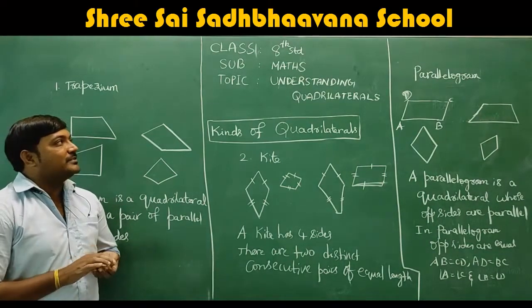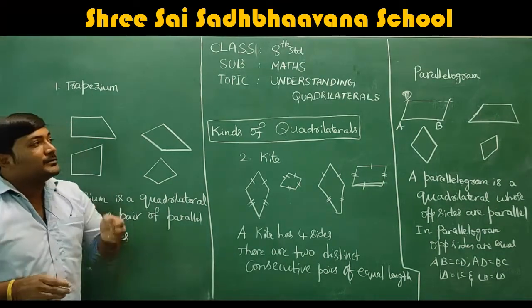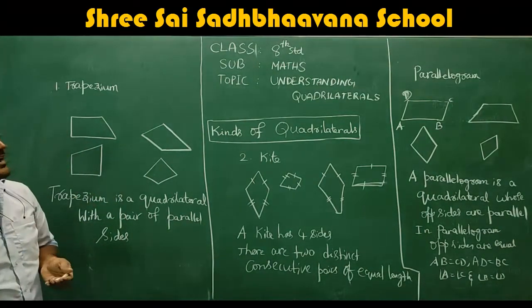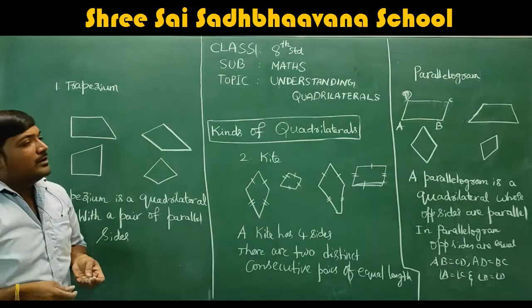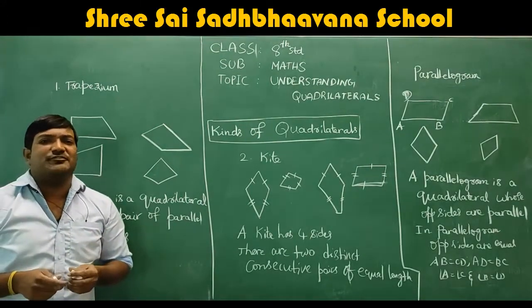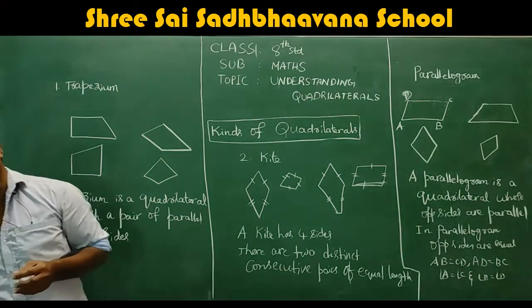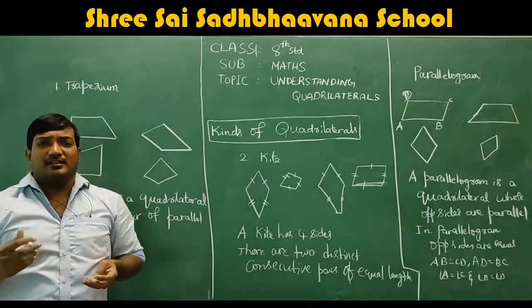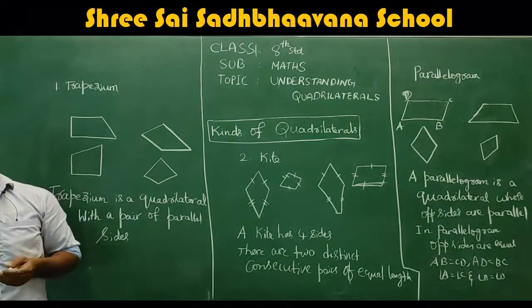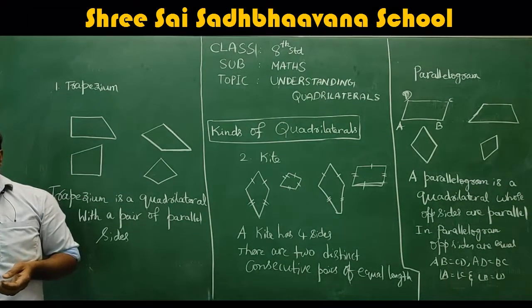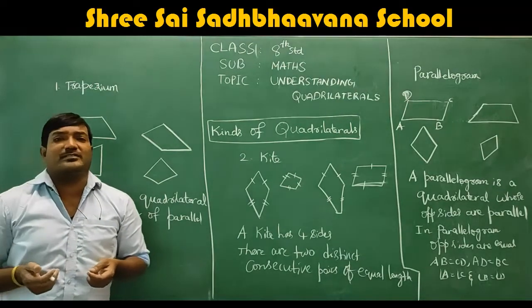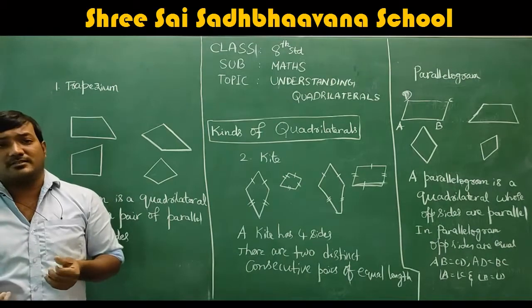So coming to the topic, it is from understanding quadrilaterals. It is the kinds of quadrilaterals. You guys know the basic definition of a quadrilateral. What is a quadrilateral? A quadrilateral is a closed figure which has more than three sides, right? We discussed that in the last sessions.